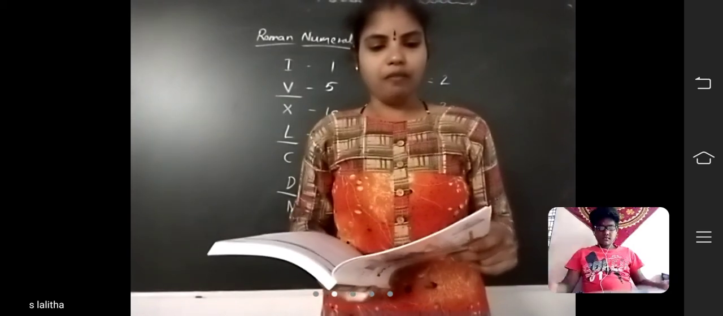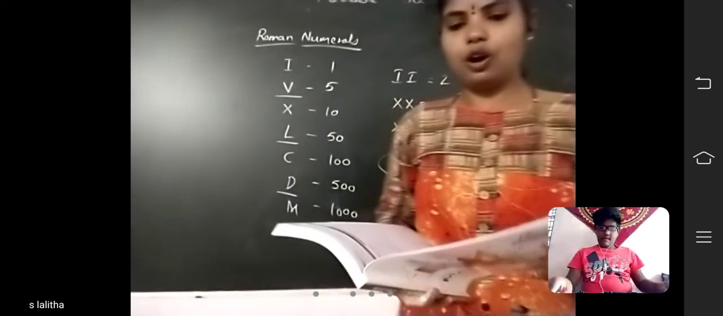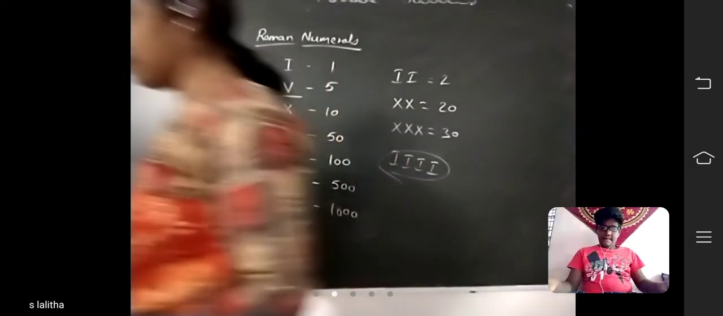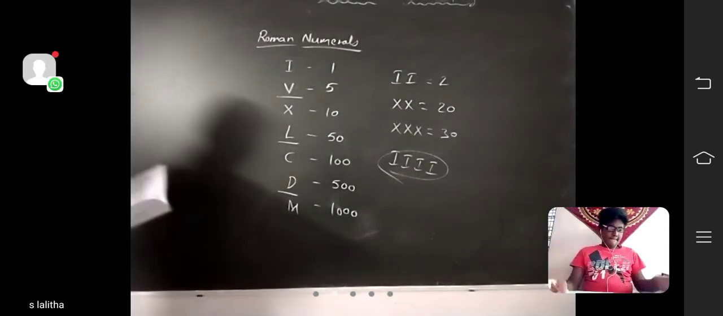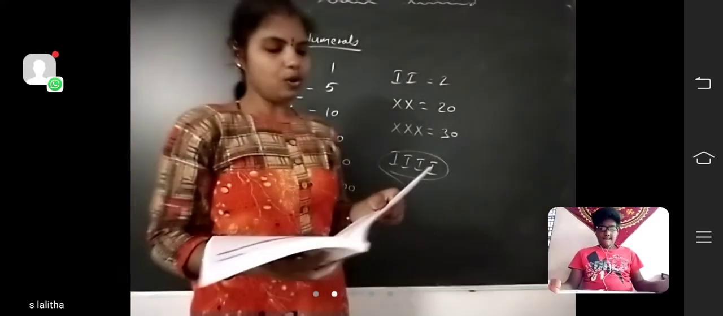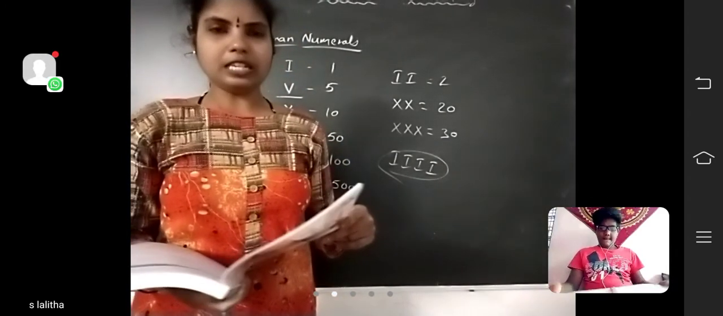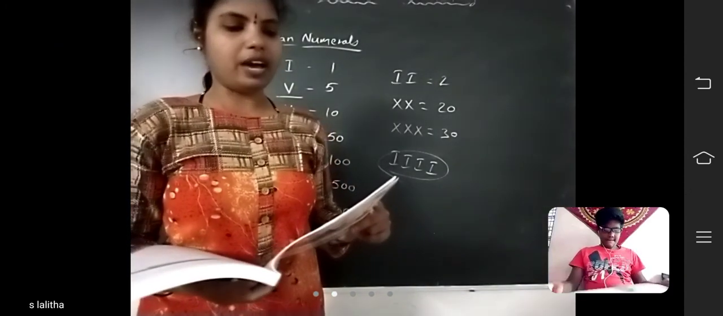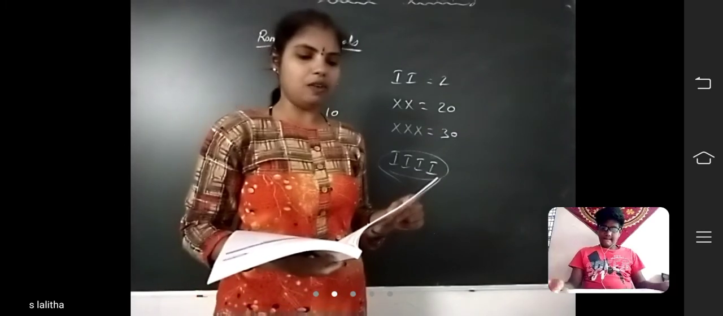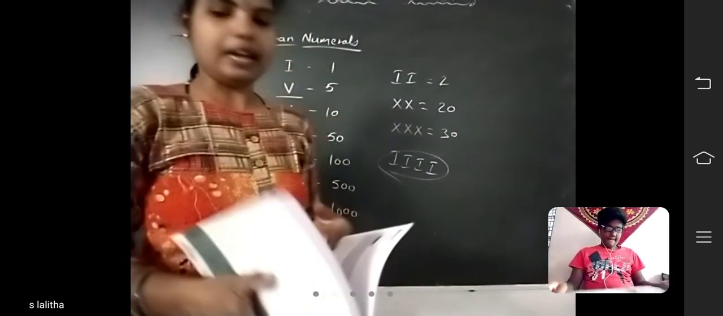Next, rule 2. When a Roman numeral is placed after another Roman numeral of greater value, the value of the resulting numeral is equal to the sum of the numerals. So what is the second rule here? When a Roman numeral is placed after another Roman numeral of greater value, the value of the resulting numeral is equal to the sum of the numerals.